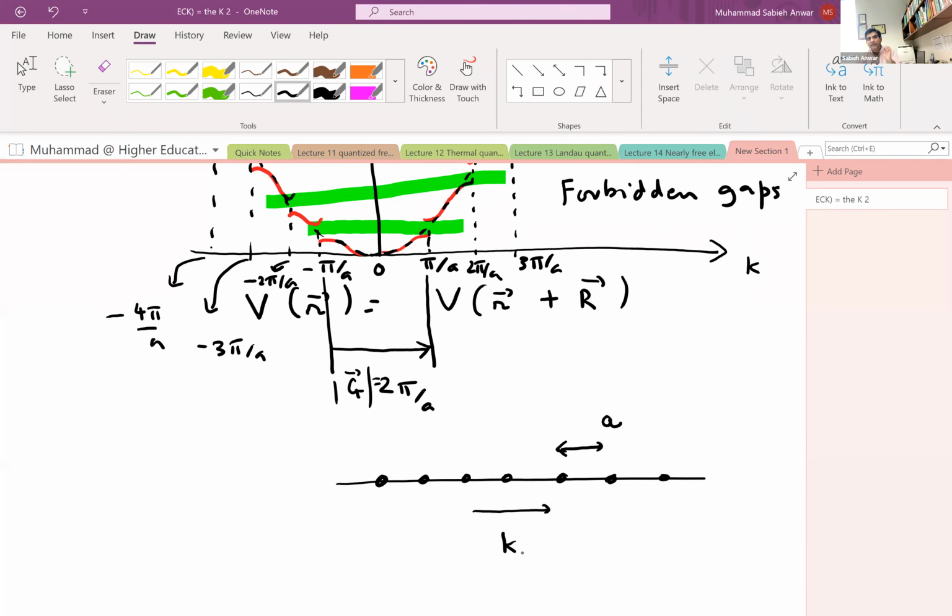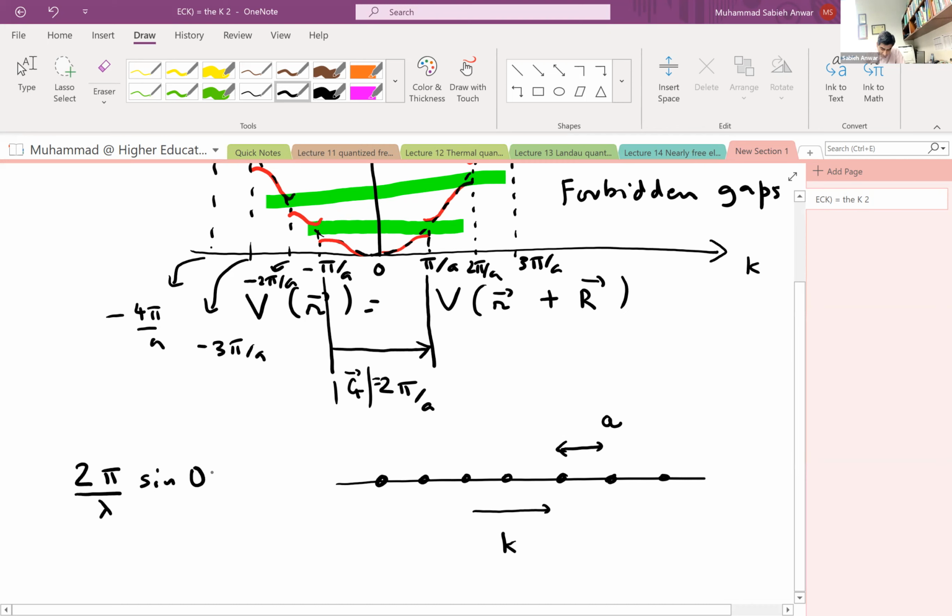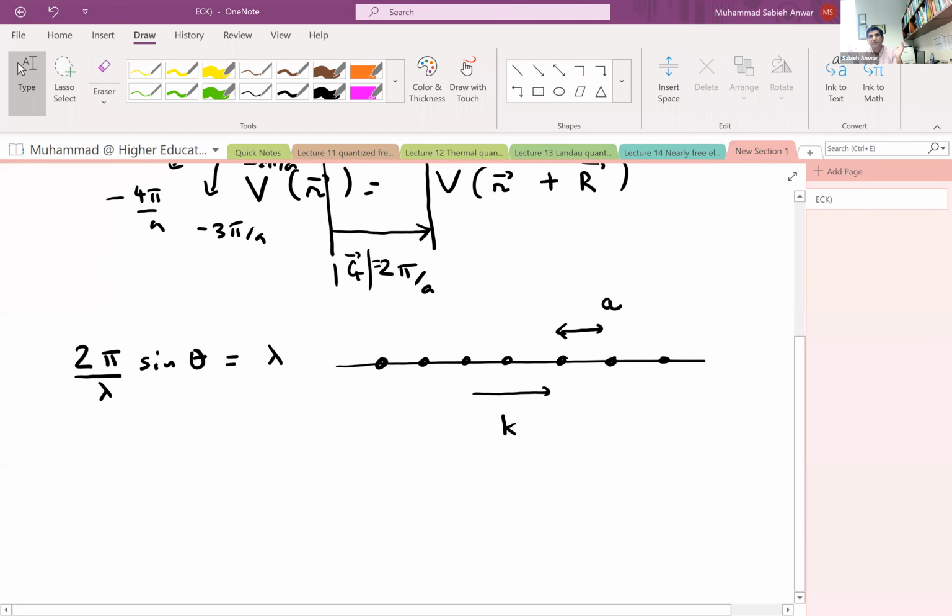However, if k hits a certain value, and let's see what that value is, reflection might occur. And we can use Bragg's law to look at this reflection. Bragg's law states that 2 pi over lambda sine theta, looking at the lowest order, if this condition is met, scattering or reflection occurs. This is Bragg's formulation of X-ray scattering, but it also applies to waves of any kind, be they electron waves. Now, in this one-dimensional example, sine theta is simply equal to 1.